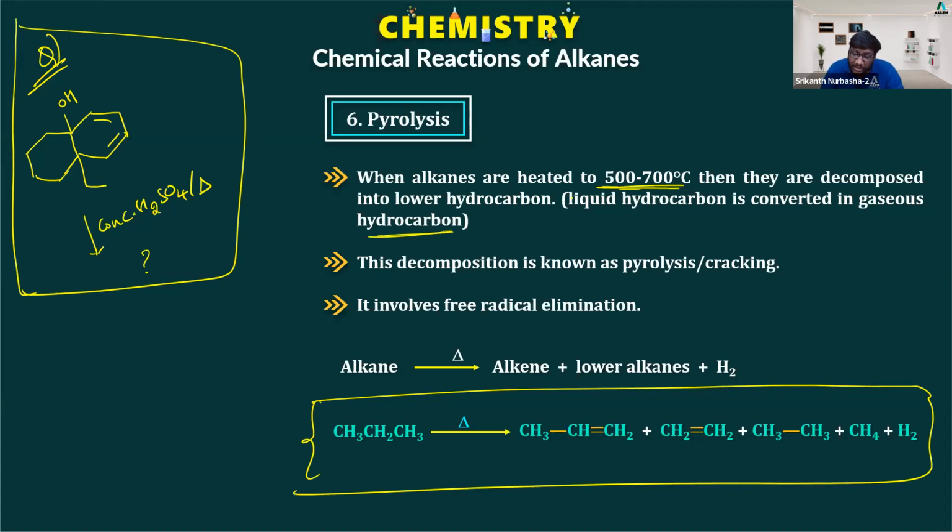You can read the statement again. Liquid hydrocarbon is converted into gaseous hydrocarbon. That means if the molecular weight is high, its intermolecular force of attraction would be high, so its liquefaction tendency is high. The heavier hydrocarbons will be present in the liquid state, whereas the lower will be present in the gaseous state. So from the heavier hydrocarbon, we are getting lower hydrocarbons. That is why the alkanes form respective alkenes and lower alkanes.